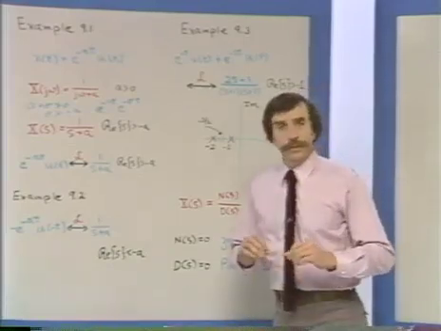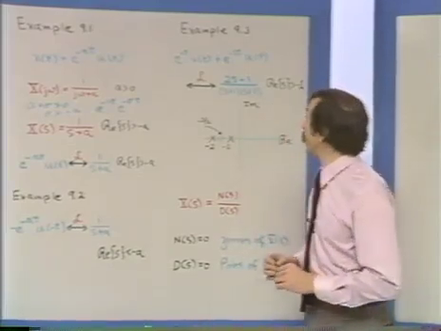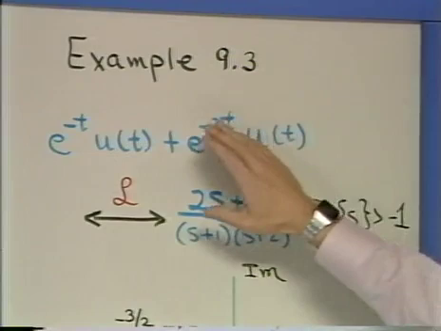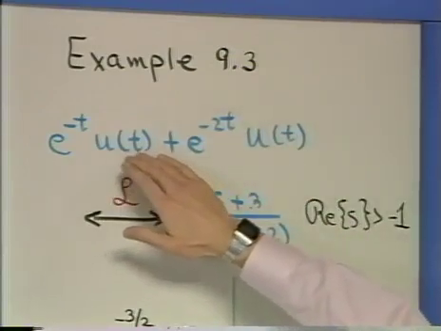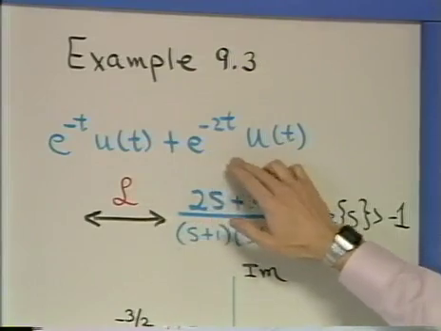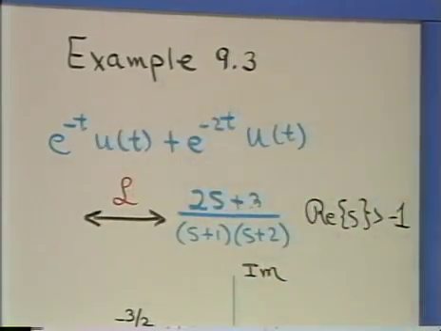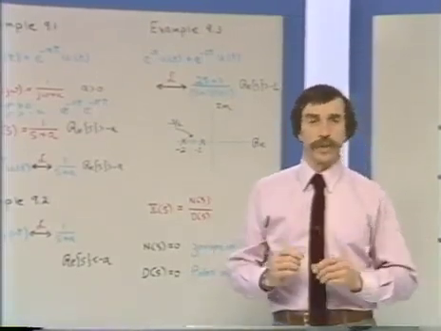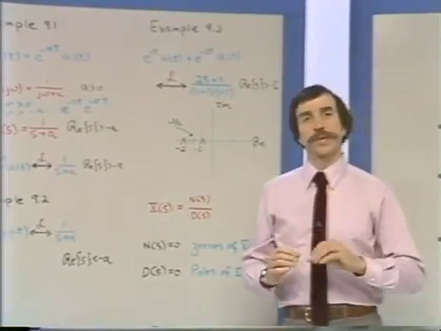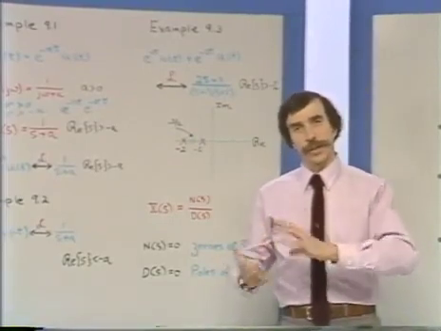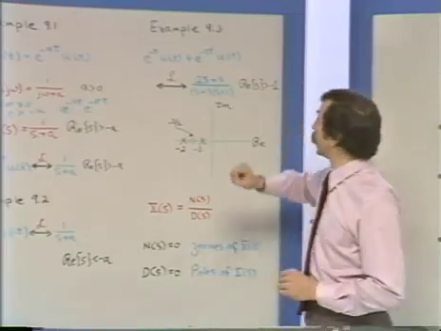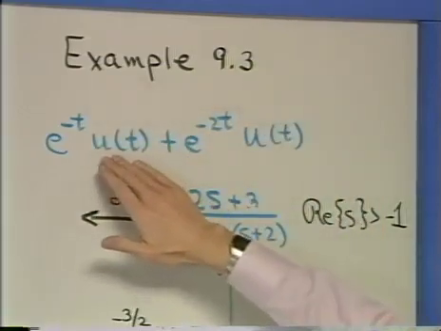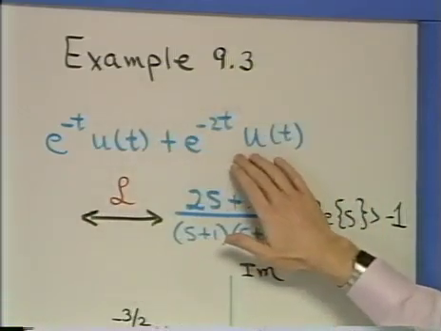Okay, well, let's finally look at one additional example from the text. And this is example 9.3. What it consists of is a time function which is the sum of two exponentials. And although we haven't formally talked about properties of the Laplace transform yet, one of the properties that we'll see, and it's relatively easy to develop, is the fact that the Laplace transform of a sum is the sum of the Laplace transforms. So, in fact, we can get the Laplace transform of the sum of these two terms as the sum of the Laplace transforms.